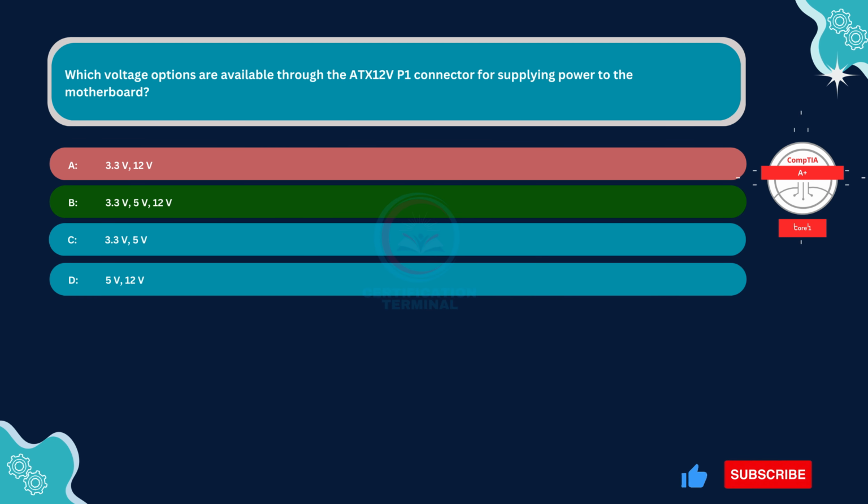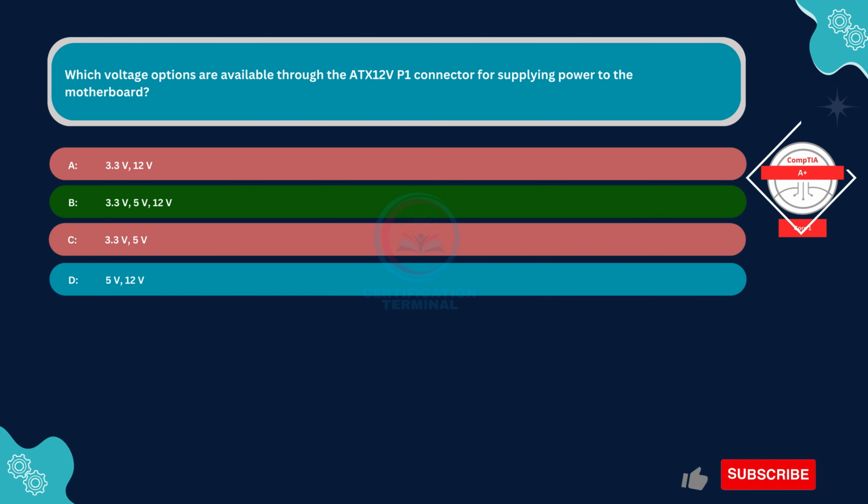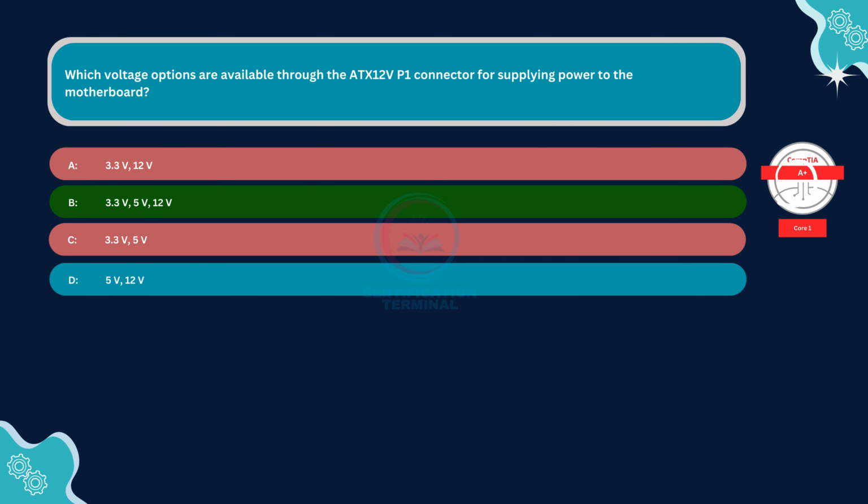However, the ATX12VP1 connector typically supplies multiple voltage options to power various components on the motherboard, not limited to just two. Option C, 3.3 volts, 5 volts, is incorrect. Similar to option A, this option only includes two voltage options, 3.3 volts and 5 volts. While these voltages are commonly found in power supplies, the ATX12VP1 connector typically supplies more than two voltage options to adequately power the motherboard and its components.